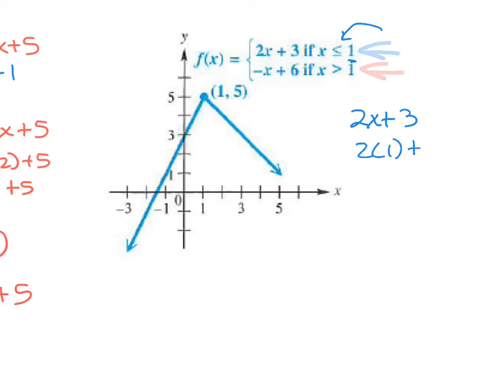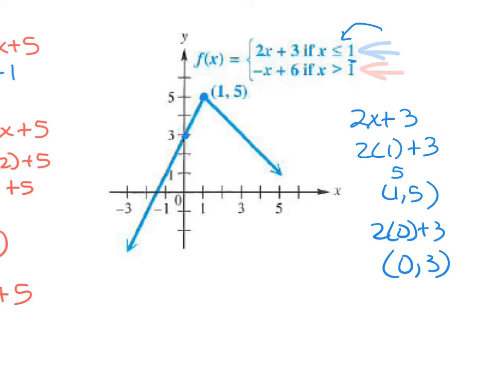So 2 times 1 plus 3, and that gives me 5. So this ordered pair would be 1, 5. And notice it's graphed here. So closed circle. And now I'm going to pick another number that's less than 1. So I could plug in 0. So 2 times 0 plus 3. And then my ordered pair would be 0, 3, which is right here. And then I can connect and graph this piece of the piecewise. So that would be this.